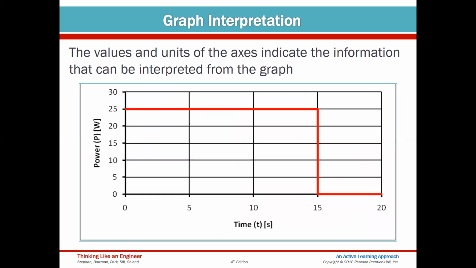And so here we've got a graph, this red line. We've got a flat line at 25 watts for 15 seconds. Then it completely drops off to 0 watts after 15 seconds. And so we're looking at our two axes, our abscissa, or x-axis, being time t in units of seconds, and then our ordinate axis, or y-axis, being power p in units of watts. So these things are important so we can look at what they mean.